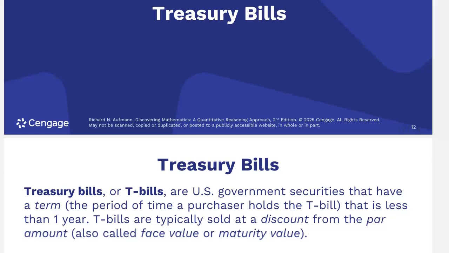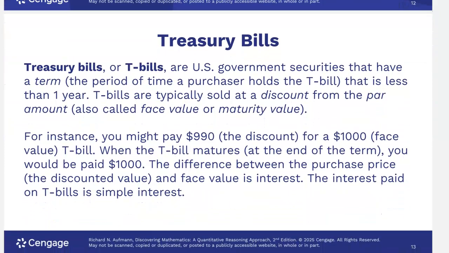So that's going to lead us to a discussion about treasury bills. Treasury bills, or we could call them T-bills, are U.S. government securities that have a term, the period of time a purchaser holds the bill, and that is less than 1 year. T-bills are typically sold at a discount from the par amount, also called the face value or the maturity amount. For instance, you might pay $990, that's your discounted price, for a $1,000 face value T-bill. When the T-bill matures at the end of the term, then you're going to be paid that $1,000, and that difference between the amounts is the interest that's earned, and that interest is going to be a simple interest.